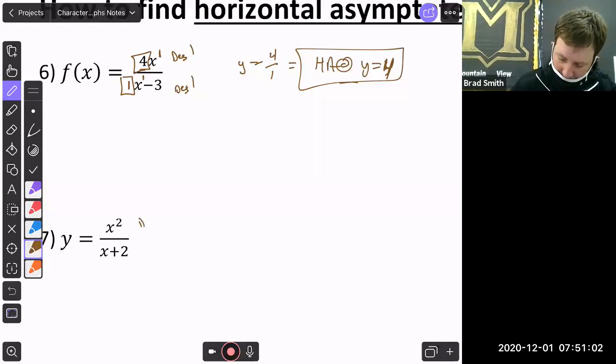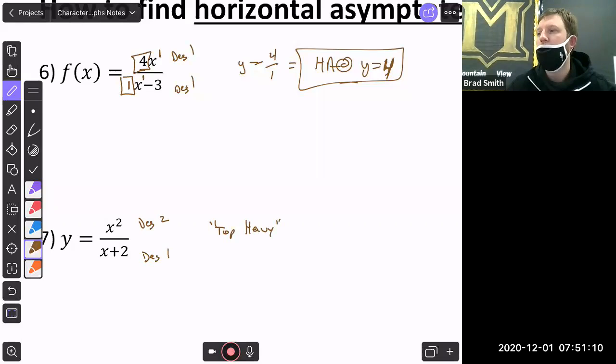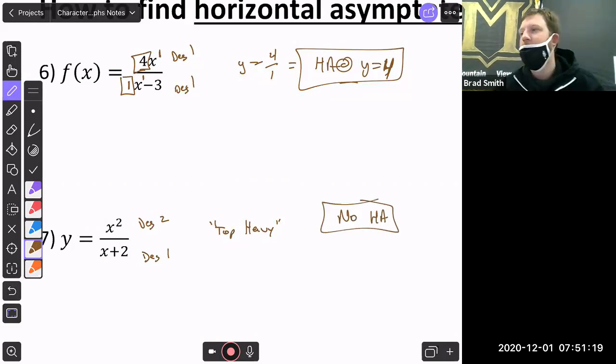For number 7, the top has a degree of 2. Bottom has a degree of 1, so it's top heavy. So if I'm looking, if it's top heavy, that is my case number 2, right? So I do not have a horizontal asymptote. So no horizontal asymptote.